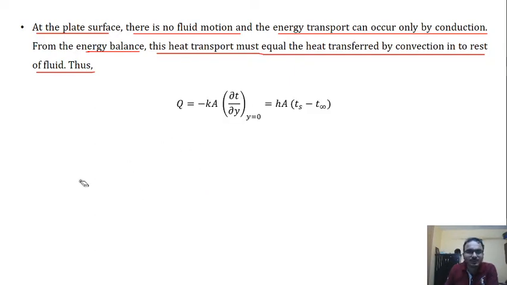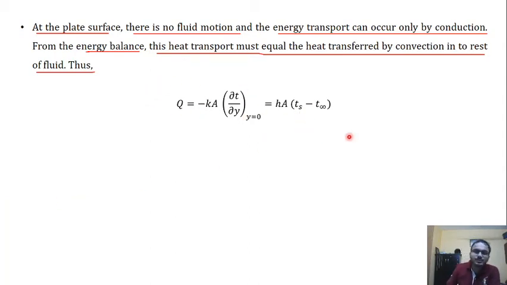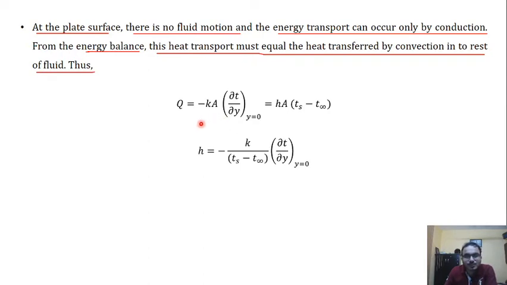So the formula can be written in this way: the first portion is conduction based on Fourier's law, and the second is the equation for convection based on Newton's law of cooling. As you can see, this differentiation is at y equal to 0, that is, at the plate surface. Now conduction is equal to convection, and h can be written as minus k over Ts minus T infinity, del T over del y at y equal to 0.